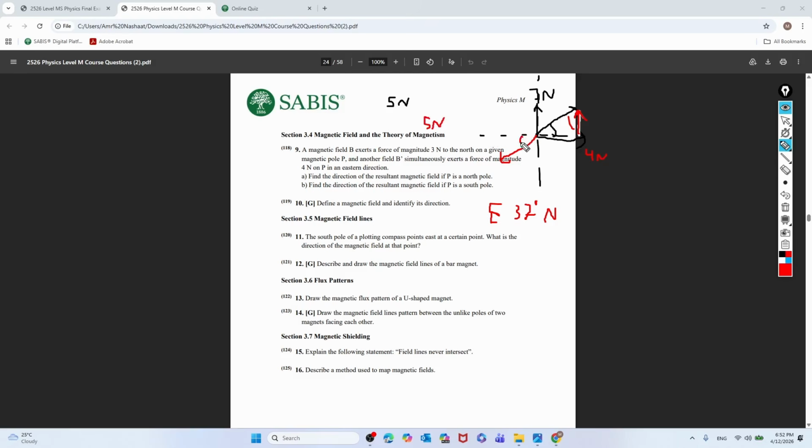But since it's perfectly in the opposite direction, this would also be 37 degrees, and you would have west 37 south. Okay? And I'll solve question 10 also.